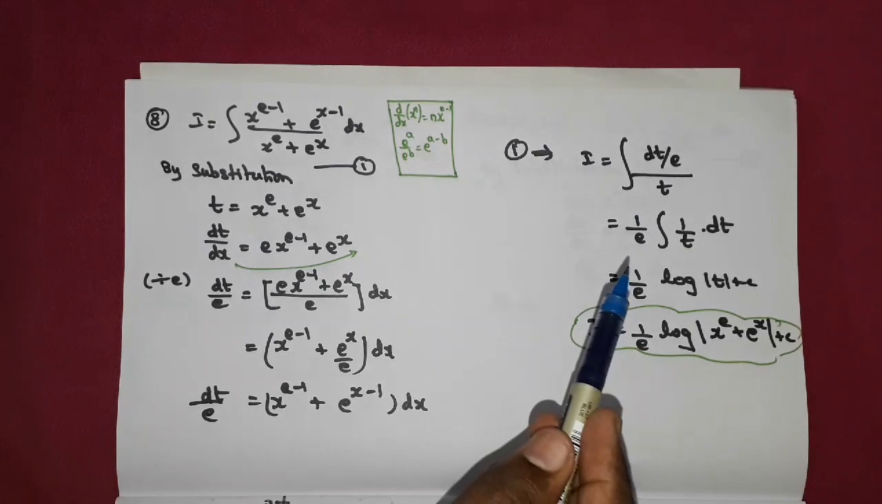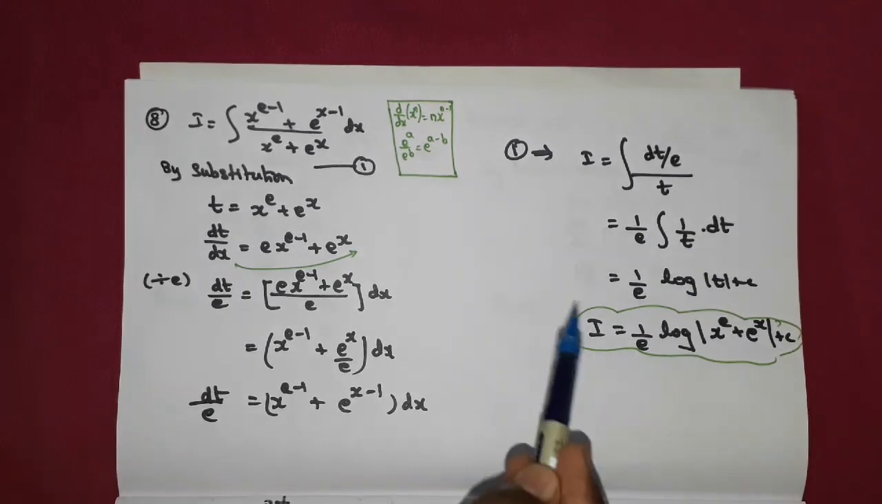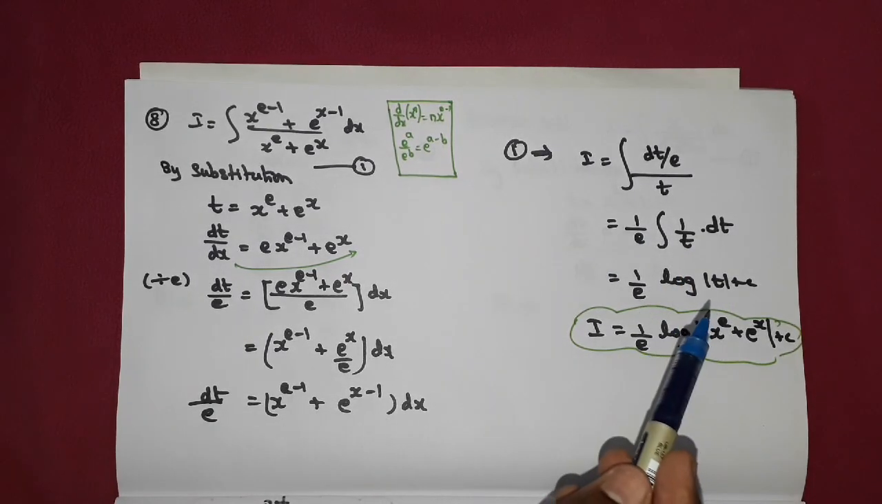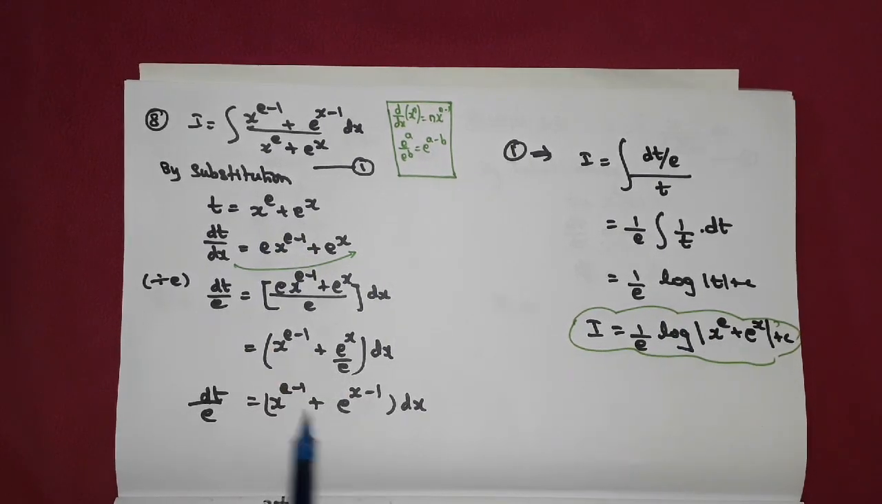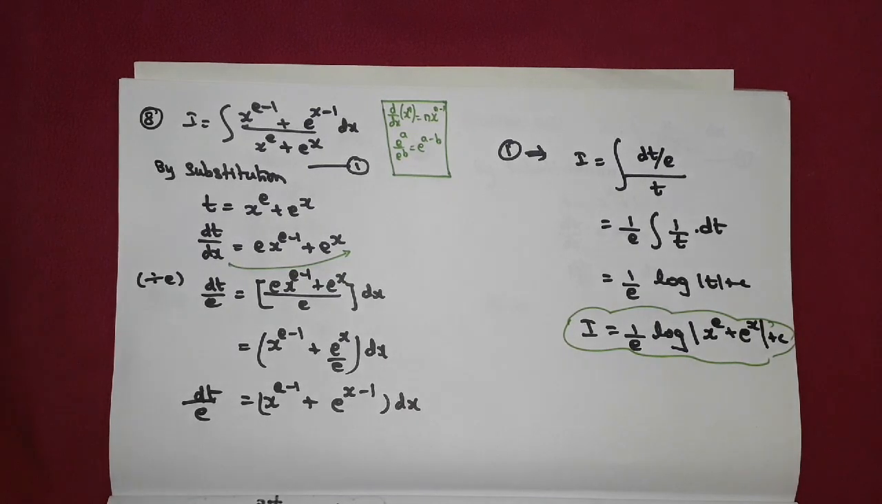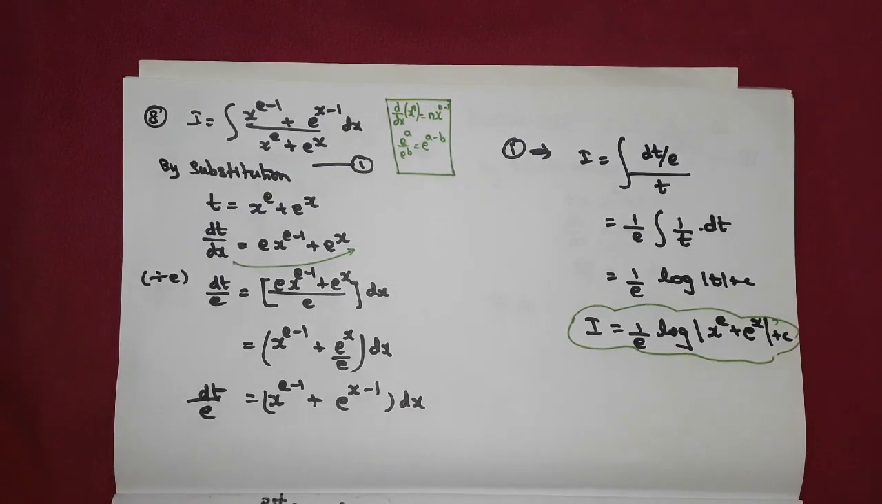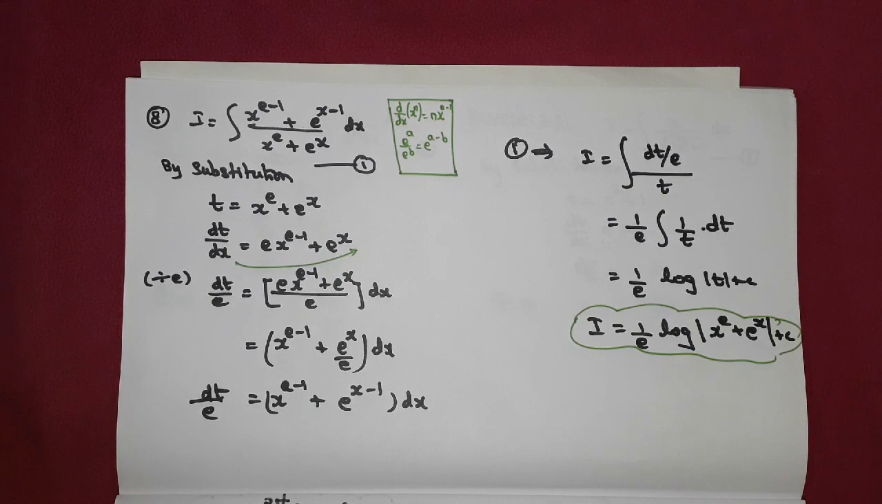1 by e you take it out. So integral 1 by t into dt. 1 by t means log t. T is nothing but x power e plus e power x. Substitute in that place. So I equals 1 by e log of modulus x power e plus e power x plus c.